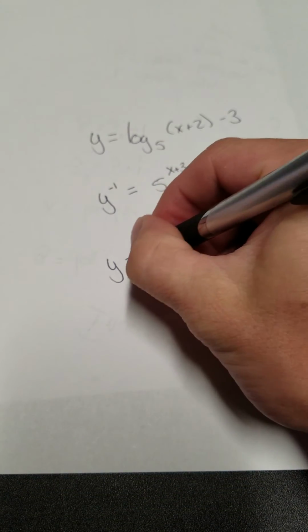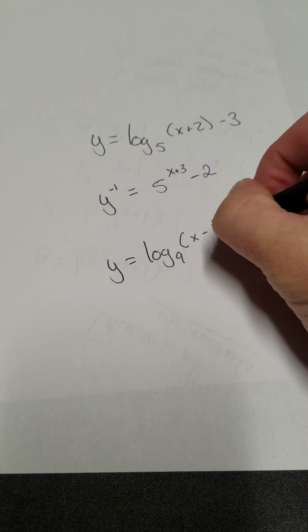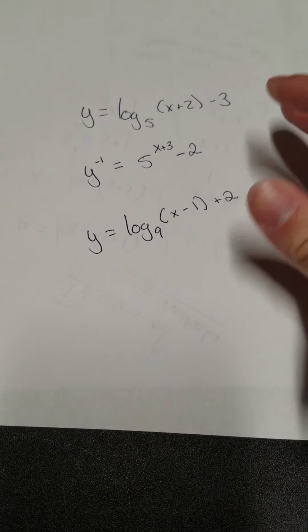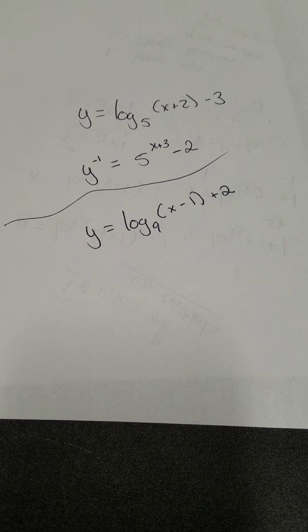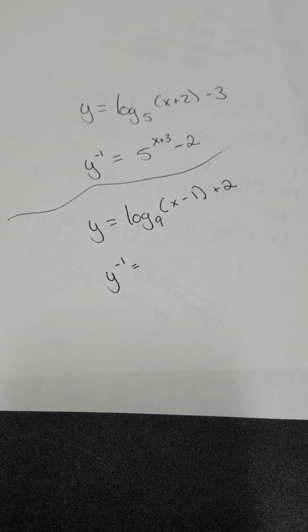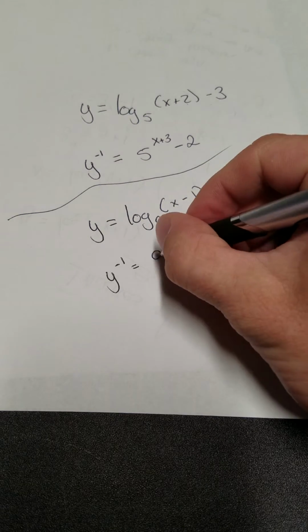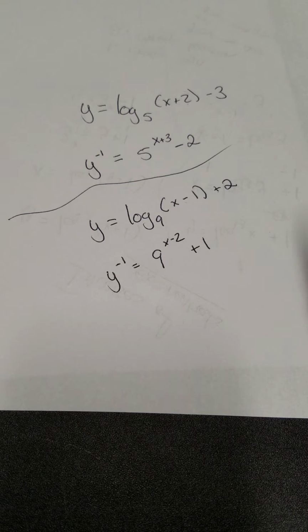Let me give you one to try on your own. I would like for you to go ahead and put the pause button on and find the inverse of this. Hopefully you practiced this problem. If not, again, hit the pause button, try it on your own. So the inverse, the base was 9, so we have 9 to the x. Now, change sign, change position. So plus 1 down at the bottom, minus 2 up at the top. So that's the inverse, okay?